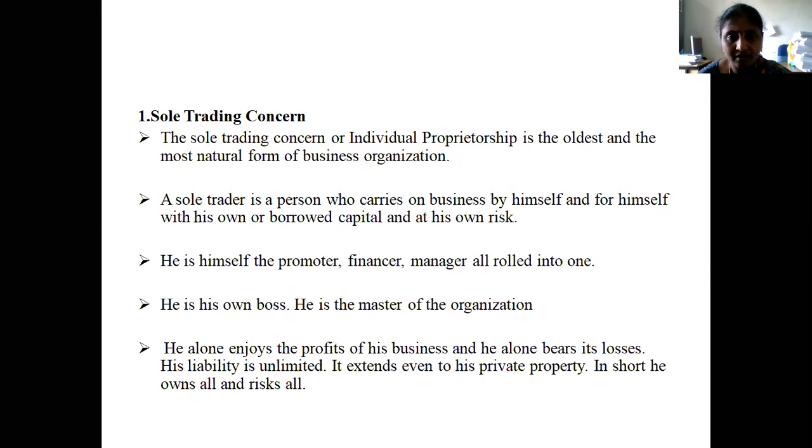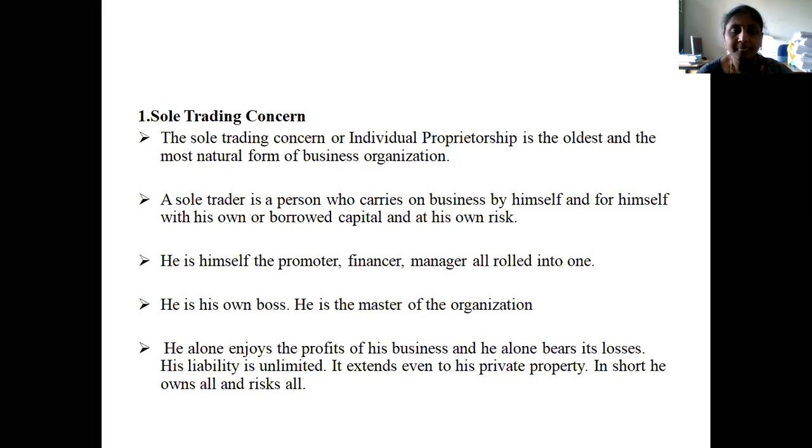So he is the person who carries on business by himself and for himself with his own or borrowed capital. Only a single person handles the entire business, for himself only, with his own capital or borrowed capital. Sometimes he can borrow the capital from his friends or relatives, or from banks by taking loans or whatever it may be. That amount he invests in the business.